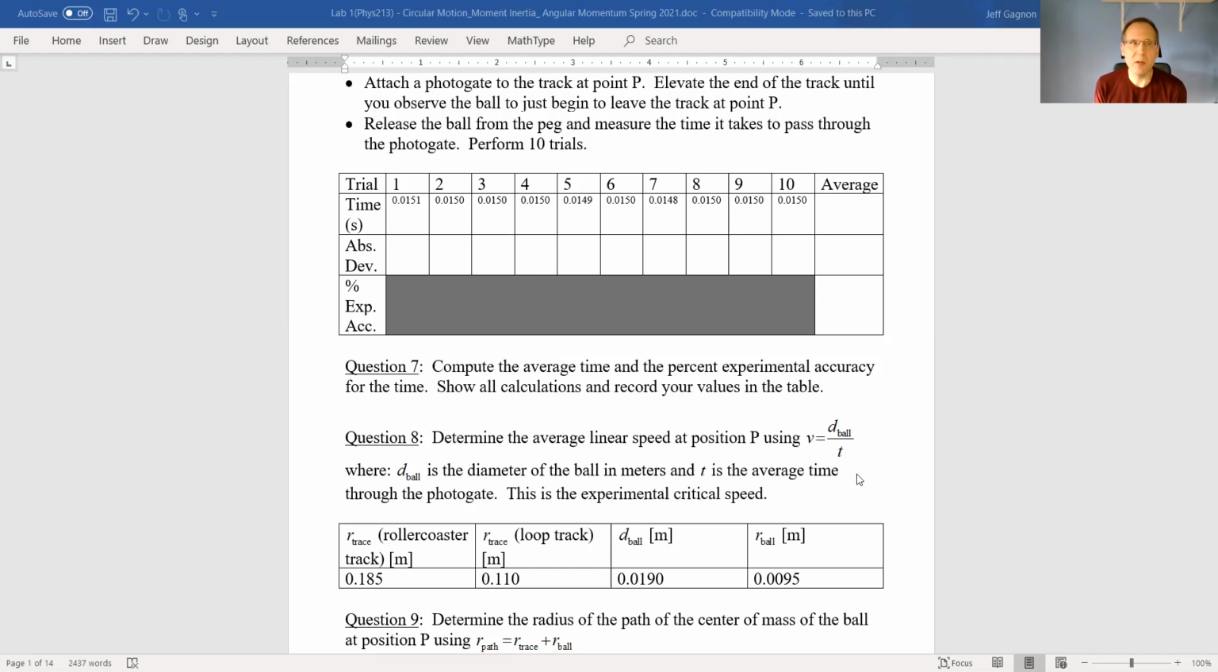And the displacement is really just the diameter of the ball. Same thing here. If we take the diameter of the ball divided by the time it takes to pass through the photo gate, that's going to be an estimate of our velocity at that point, and that is really our experimental critical speed. The diameter of the ball is given. Remember, it's 1.90 centimeters, but we want everything in SI units, so it's 0.0190 meters divided by your average time. That will be your experimental critical speed.